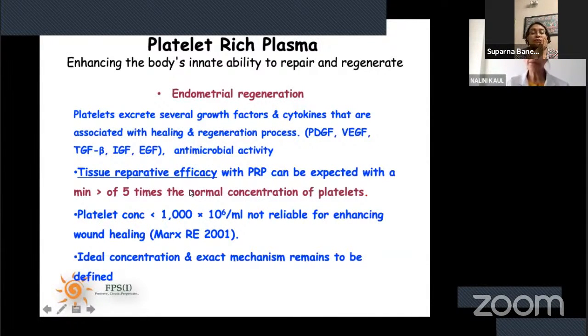However, for the tissue reparative efficacy to actually work, you have to concentrate the platelets to more than 5 times the normal concentration. And the ideal concentration, of course, we still don't know, and the exact mechanism of how it works still remains to be elucidated.